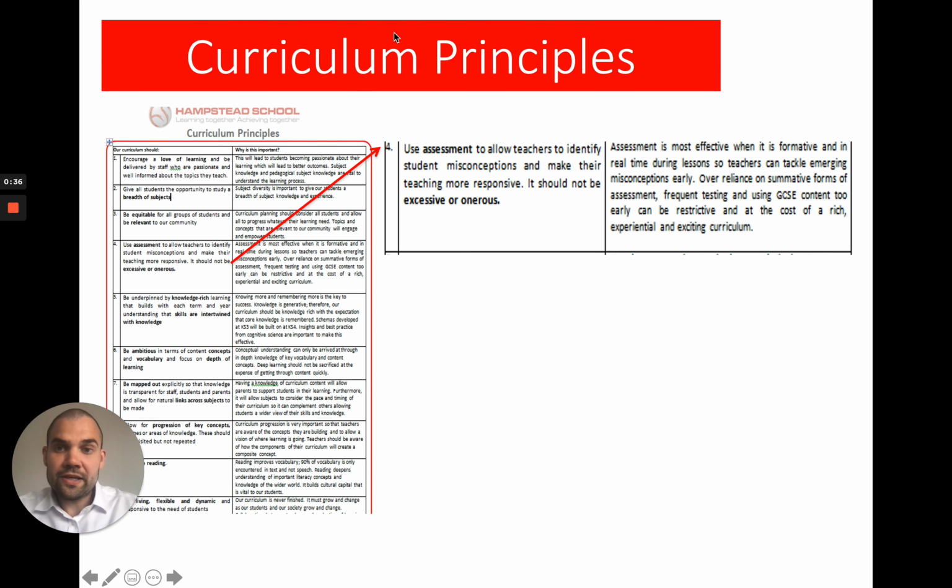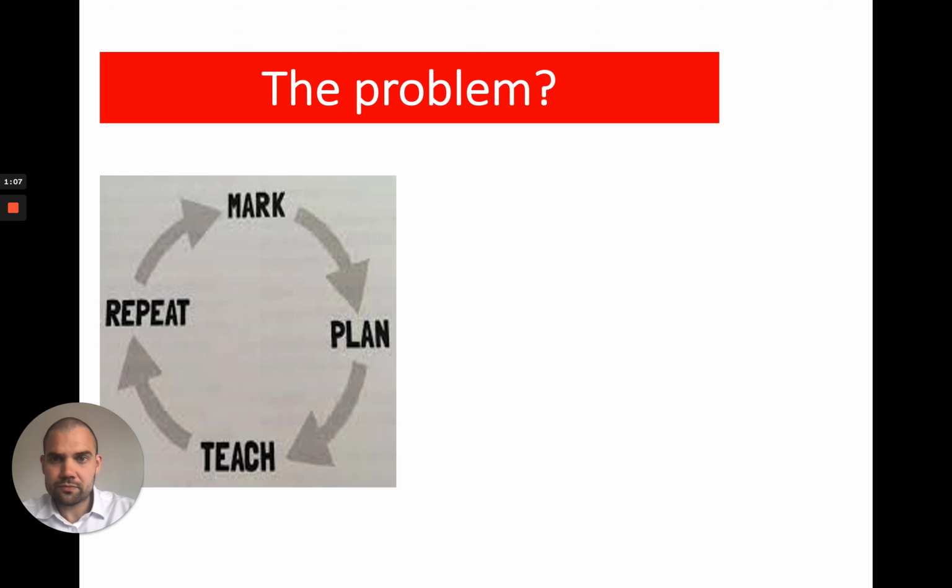Now, exit tickets are very much tied to one of our key curriculum principles at Hampstead, which is about how we use assessment. The key part about assessment at Hampstead is that we want to use assessment to allow teachers to identify misconceptions and make our teaching more responsive, and not be excessive or onerous. Okay, so we want the majority of our assessment to be formative. It's about informing next steps and allowing teachers to catch misconceptions before they can become embedded. And exit tickets are a very good strategy for facilitating that.